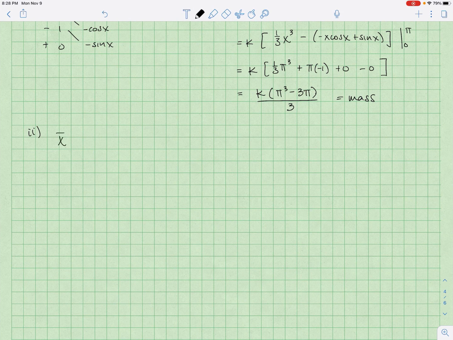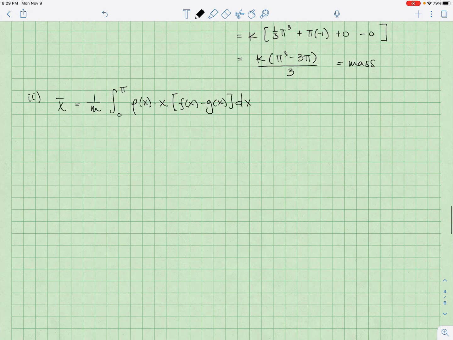Our second integral for x bar is 1 over the mass times the integral from 0 to pi of the density function times the distance times the area of a slice, which is f of x minus g of x dx. Plugging in the information that we have, the reciprocal of the mass is 3 over k times pi cubed minus 3 pi. The integral from 0 to pi of the density function kx times x times the upper curve x minus the lower curve sine of x dx.